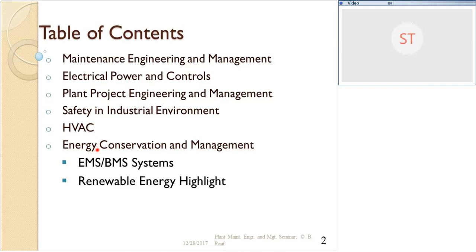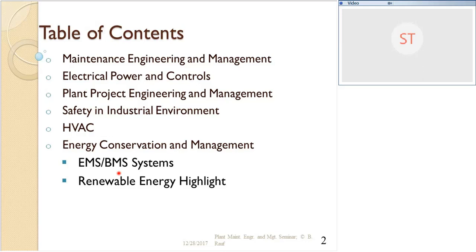We'll get into energy conservation as it pertains to plants, industrial plants, and large commercial facilities. We'll do a brief introduction of that, and as a part of that, we'll introduce you to EMS and BMS systems, which are another very vital tool that help you manage energy. In the absence of which, you're basically shooting in the dark and not really hitting the target.